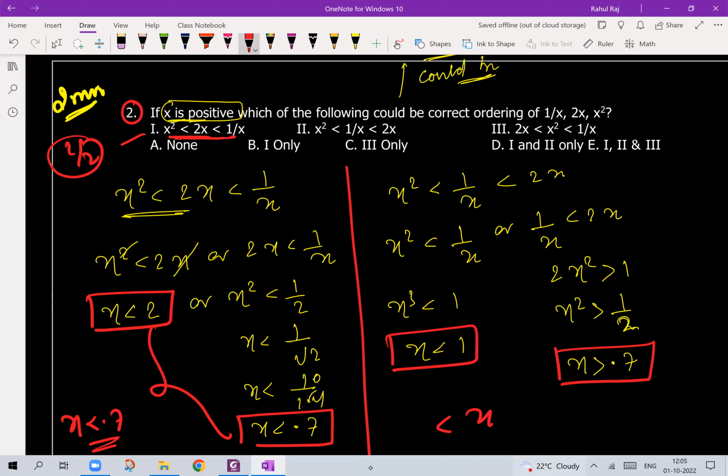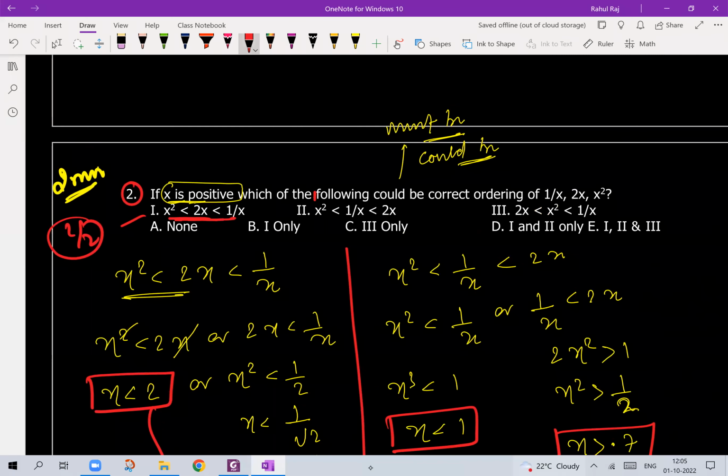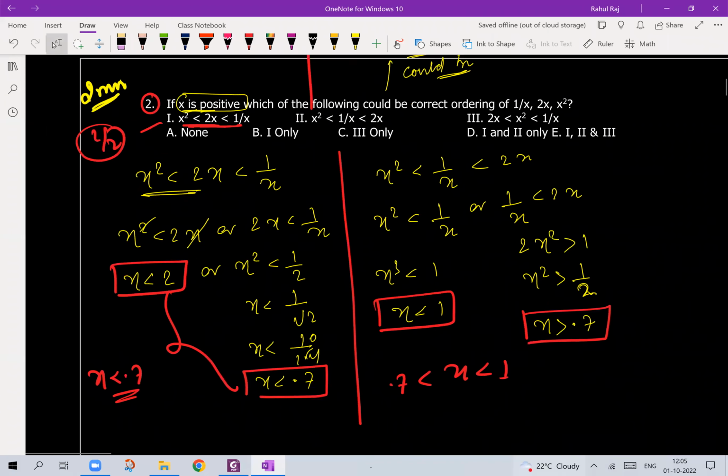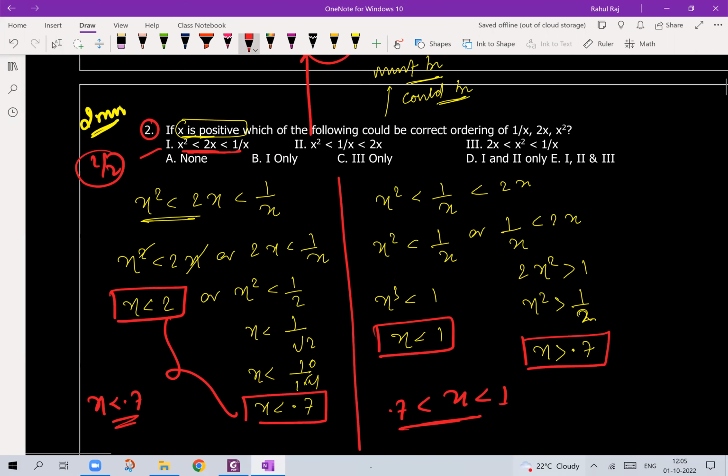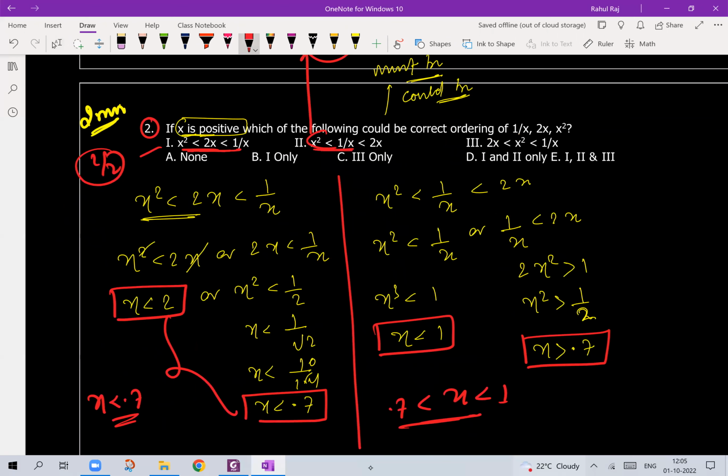Can I say x lies between 0.7 and 1? Now you put 3 by 4 into this equation. This equation will 100% satisfy, because 3 by 4 is nothing but 0.75, and 0.75 lies between 0.7 and 1. So there are multiple values again over here which will satisfy this equation. What are those values? 0.71, 0.72, 0.73, 0.74, 0.75, all the way till 1.